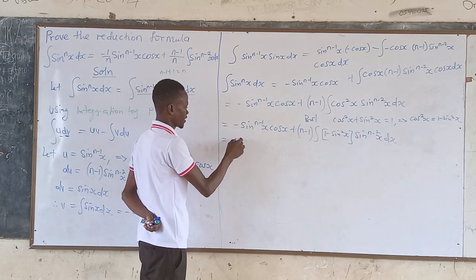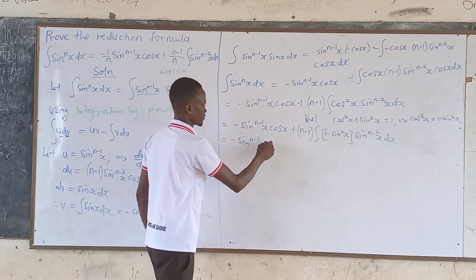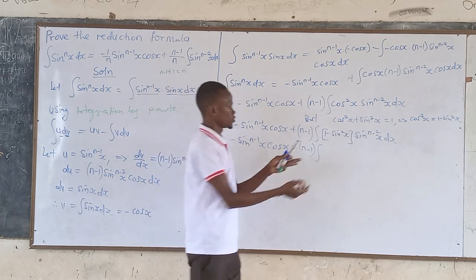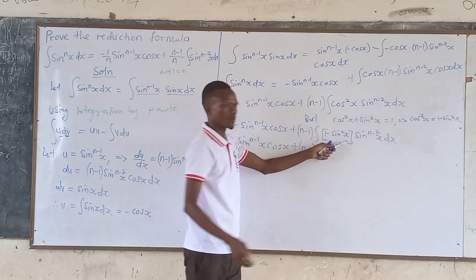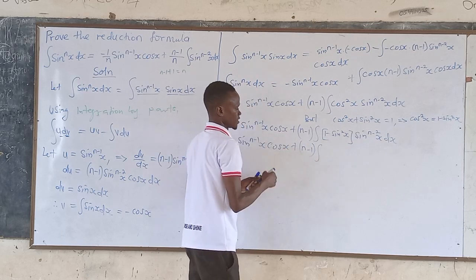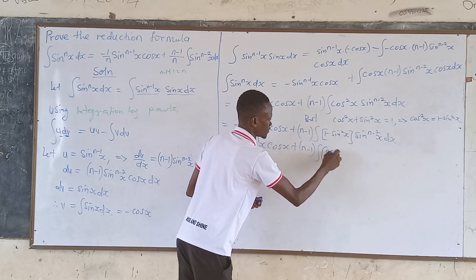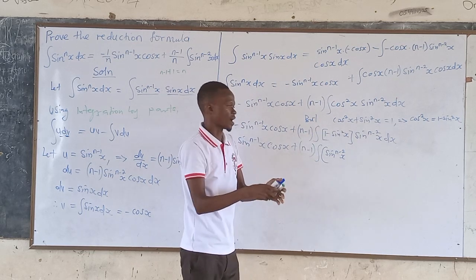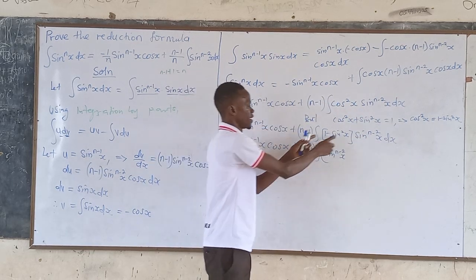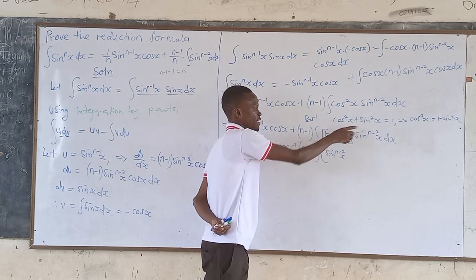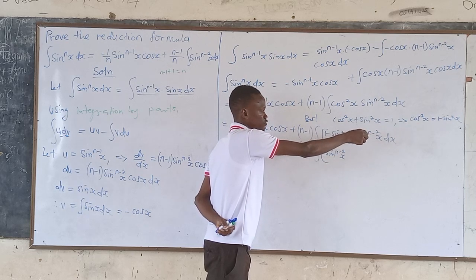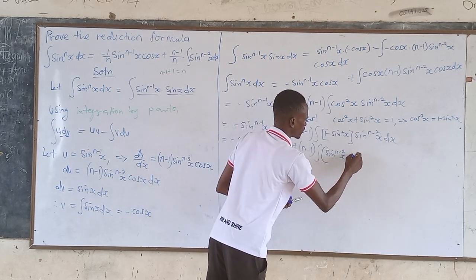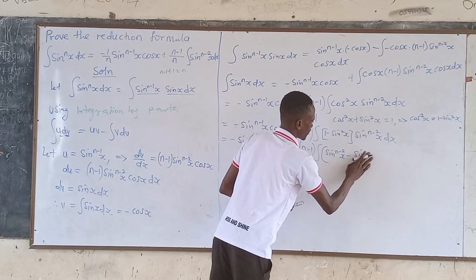So moving forward, we have negative sine raised to the power n minus 1 x cos x plus n minus 1 times the integral. So we are going to multiply whatever is outside the bracket by the inside. So we have 1 times this one to give us the same thing. So we have times the integral of sine n minus 2 x. Then I multiply sine x raised to the power 2 by sine x raised to the power n minus 2. And now the bases are the same, so we are going to add the powers. So adding the powers, we have 2 plus n minus 2, and that will give us n. So it means that this one is the same as minus n minus sine x raised to the power n.